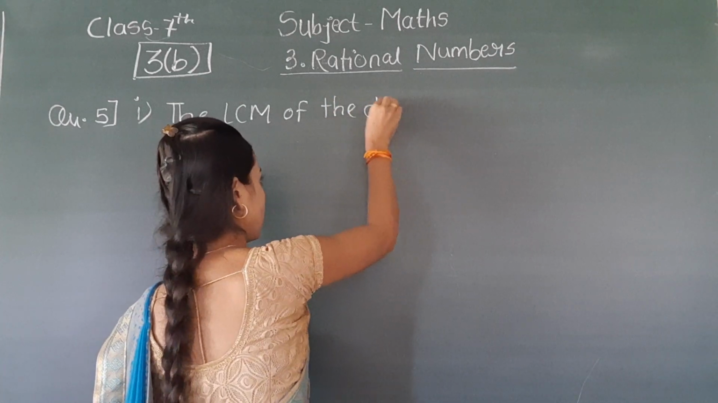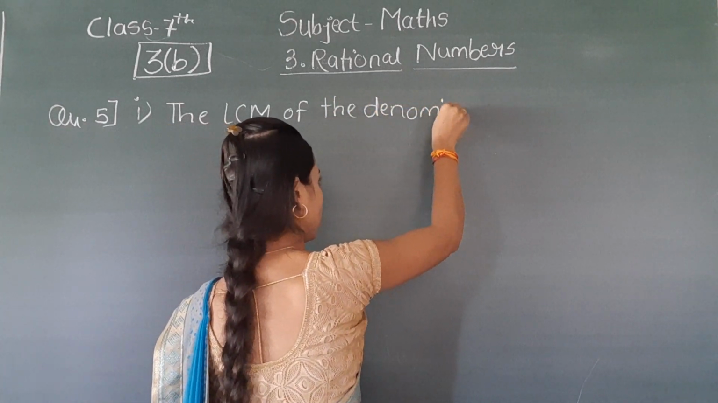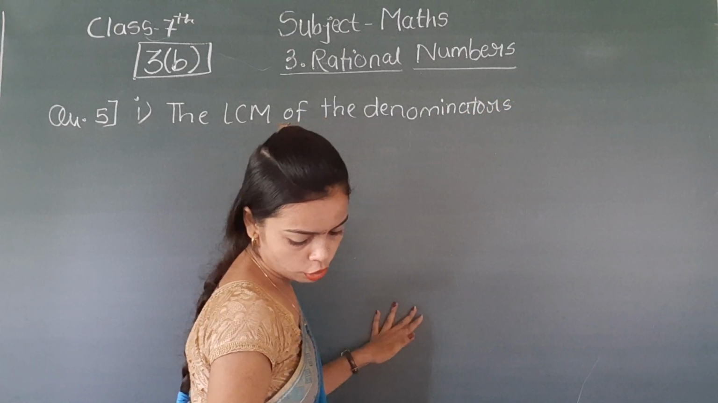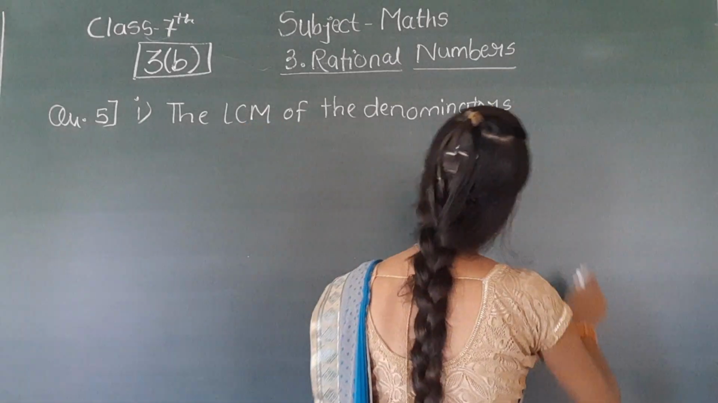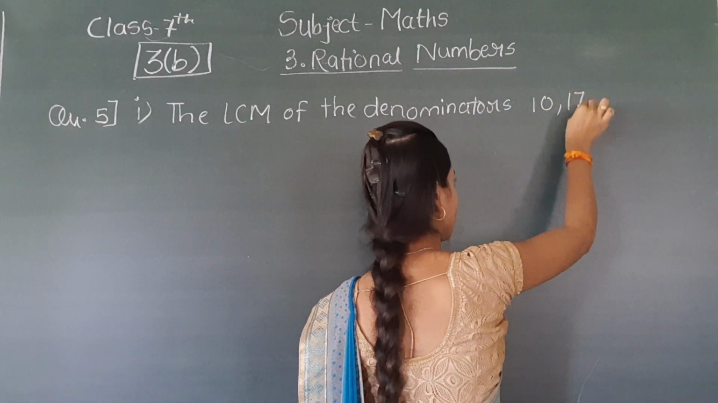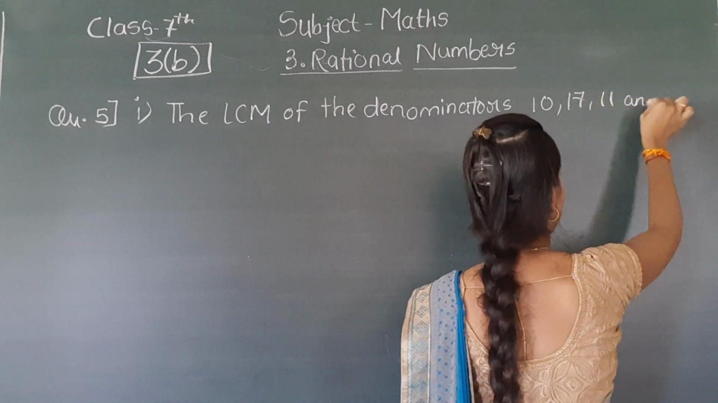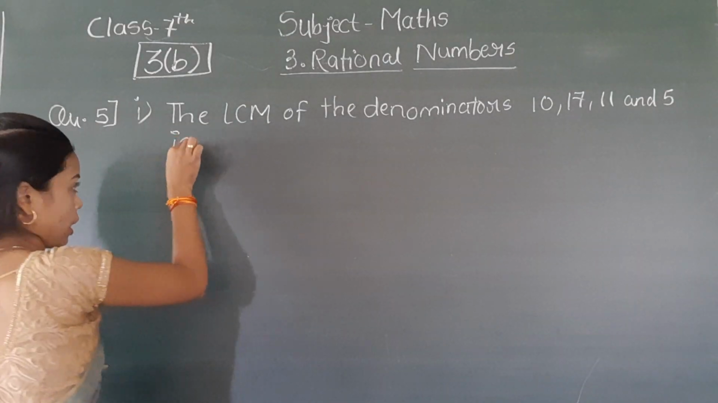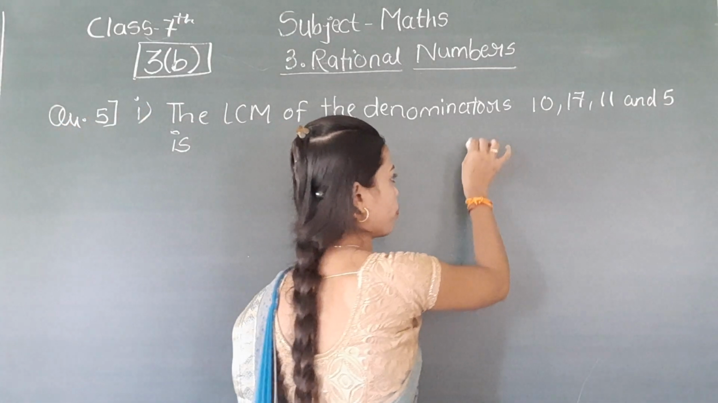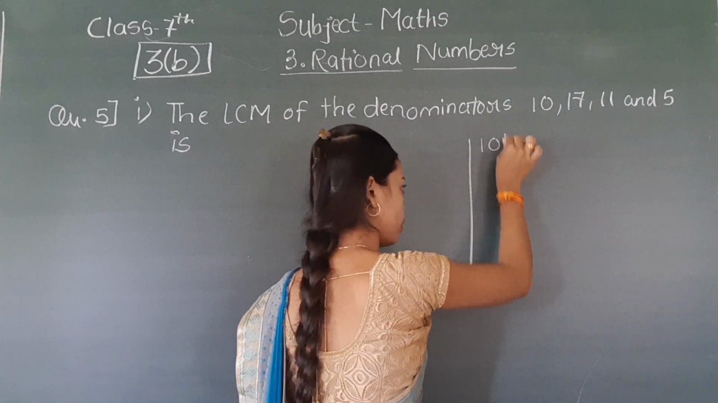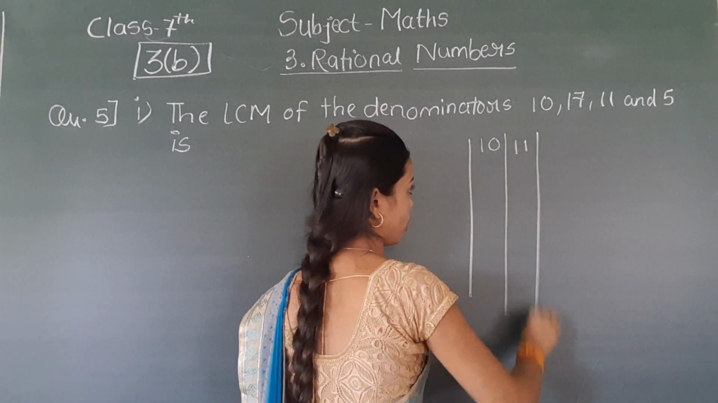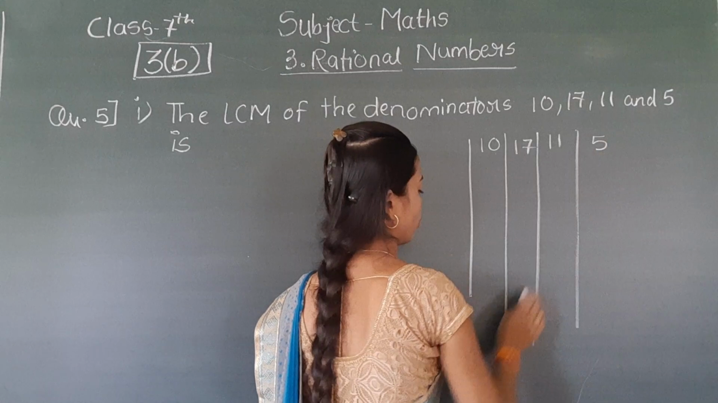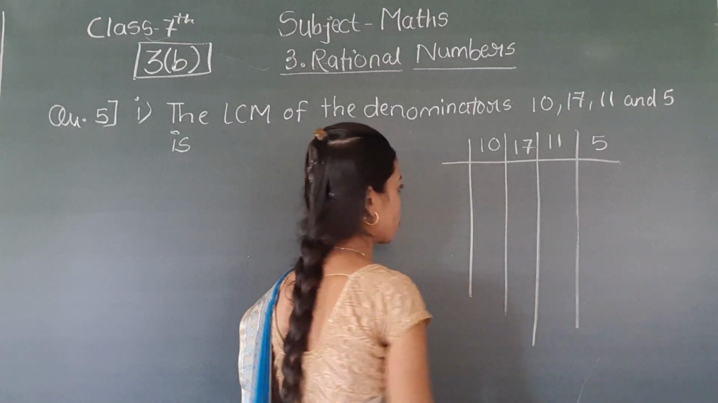the LCM of the denominators. Which are your denominators? 10, 17, 11 and 5. What will the LCM be? Let's find out. 10, 17, 11, 5. Okay. So, divide all the numbers by the first prime number.